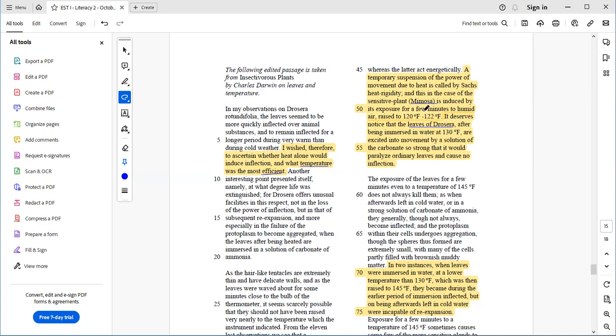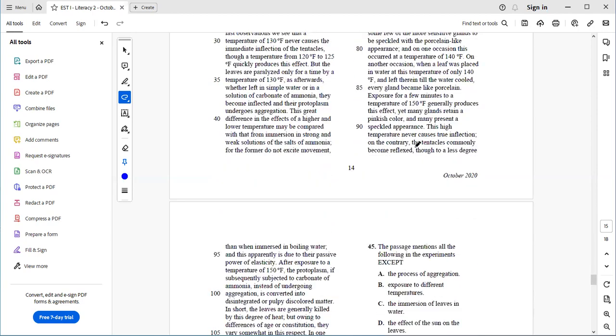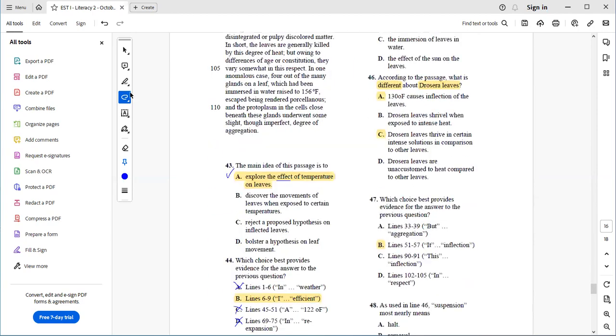Yes, now it shows how both of them are different from each other. After being immersed in water at 130 degrees Fahrenheit, they are excited into movement by a solution of the carbonate so strong that it would paralyze ordinary leaves and cause no inflection. So in ordinary leaves like mimosa, it will be paralyzed. But for Drosera, no, it will excite them to move. Okay, thank you. So now I know why Drosera. So B is right for the time being. B is right. Myrna got it right.